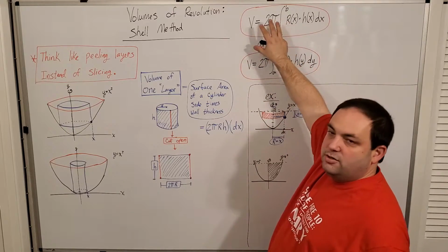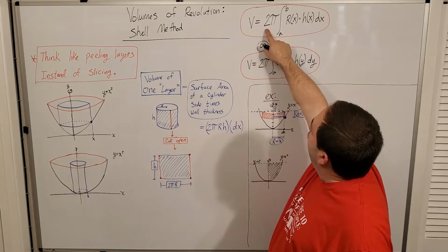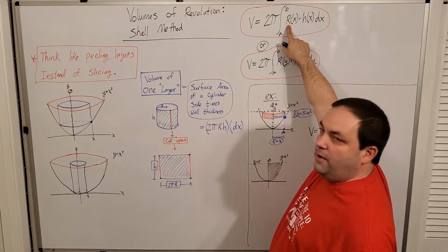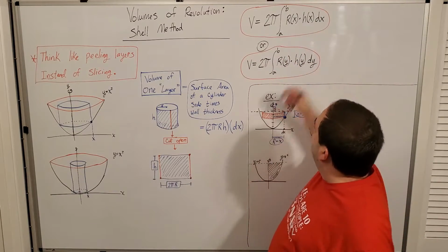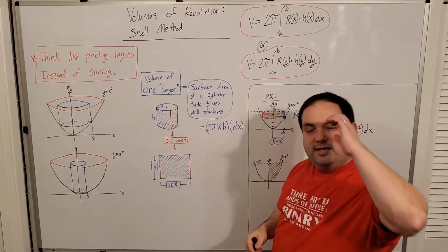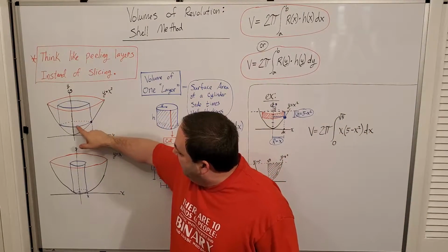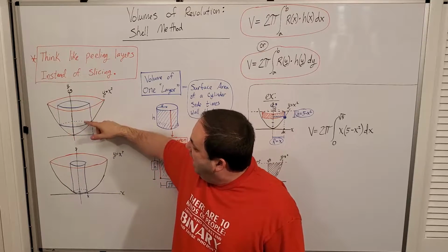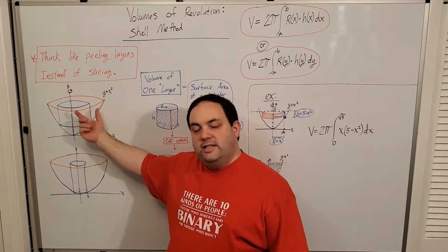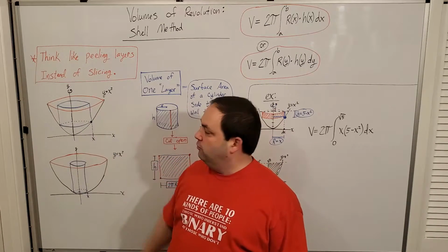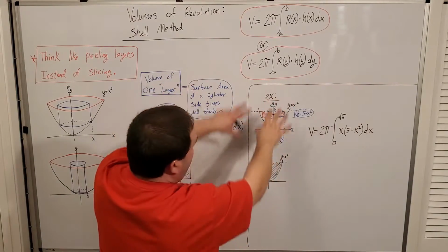So here's our formulas for doing volumes by shell. 2 pi times the radius function times the height function times whatever differential. Right? It could be dx or dy. Now when I say radius function and height function, remember all I'm doing is I'm finding a shell, a cylinder, and then I would just need to qualify which quantity represents the radius and which one represents the height.